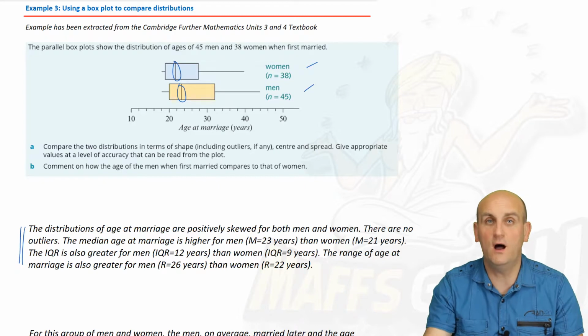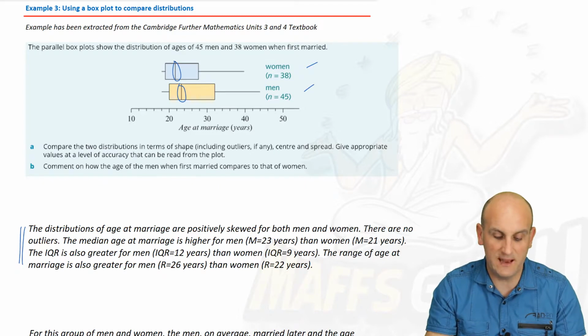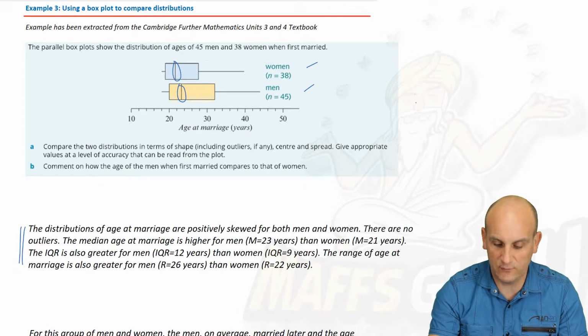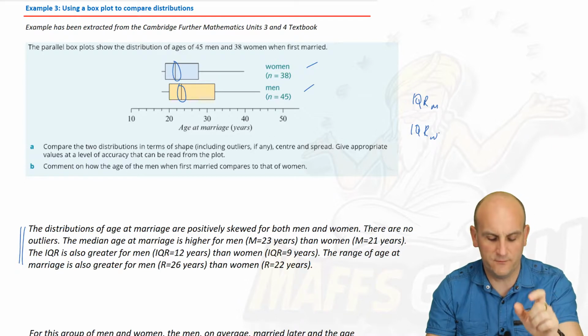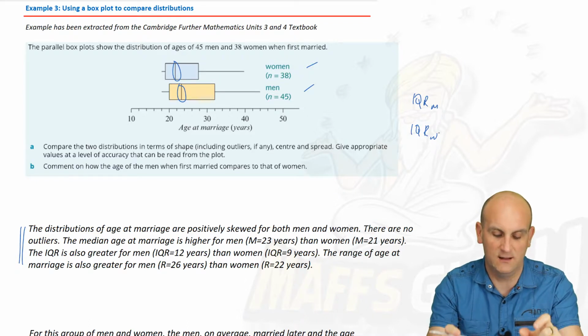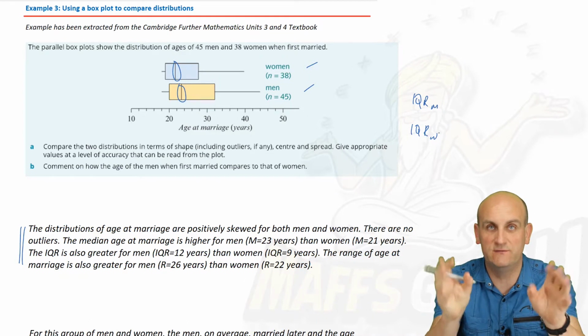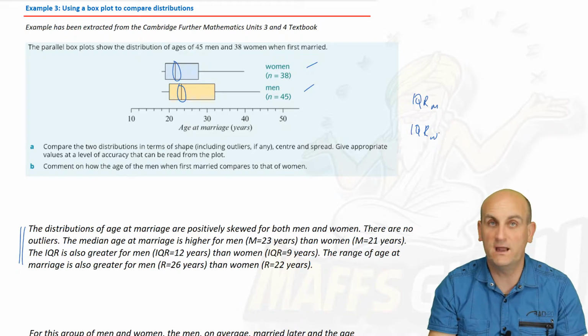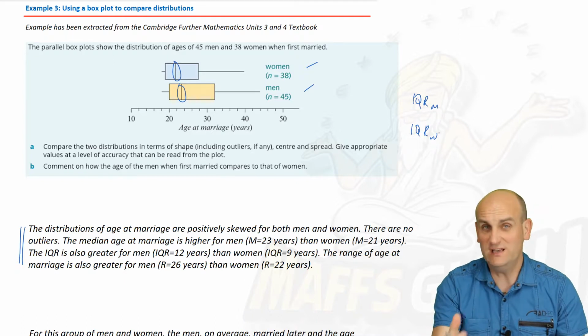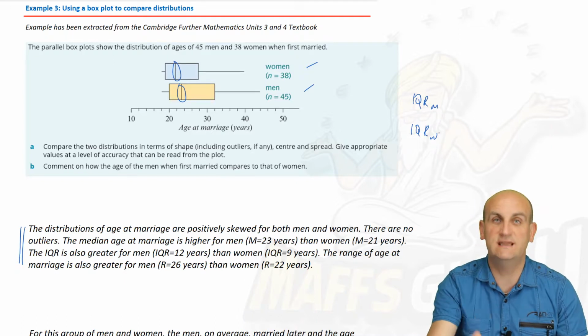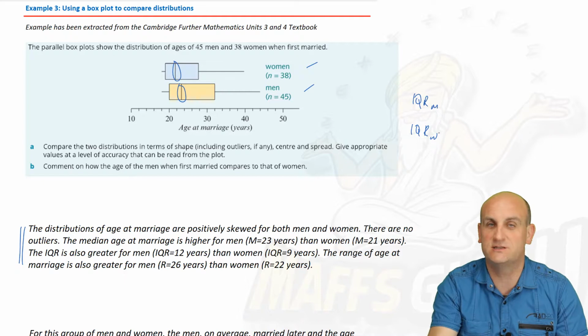The IQR is also greater for men, 12 years. Now somewhere they've worked out the IQR for men and the IQR for women. And again, the IQR for men is greater than women, and in brackets, we've given the information. Finally, we're talking about the range. The range of age at marriage is also greater for men than women. So we're actually, to be perfectly honest with you, stating the obvious.